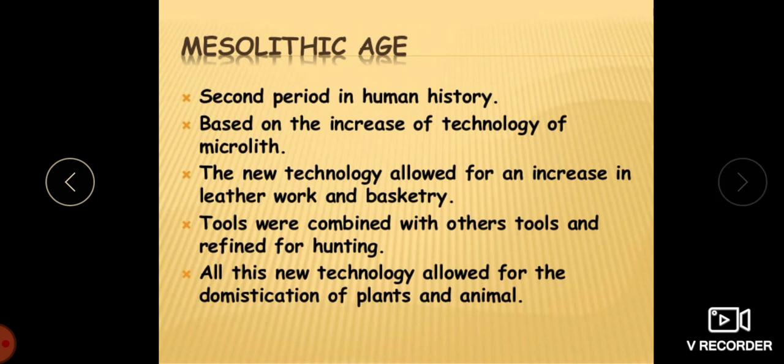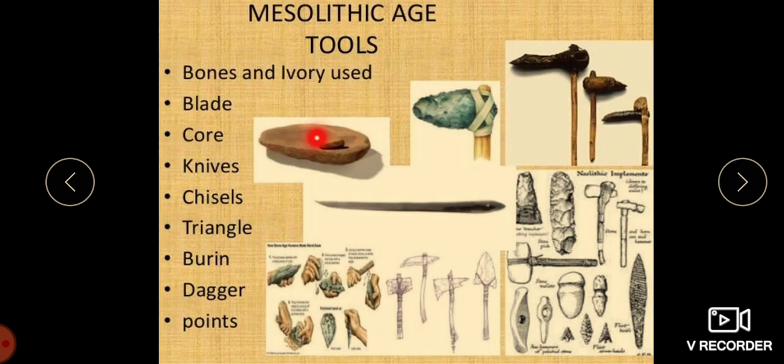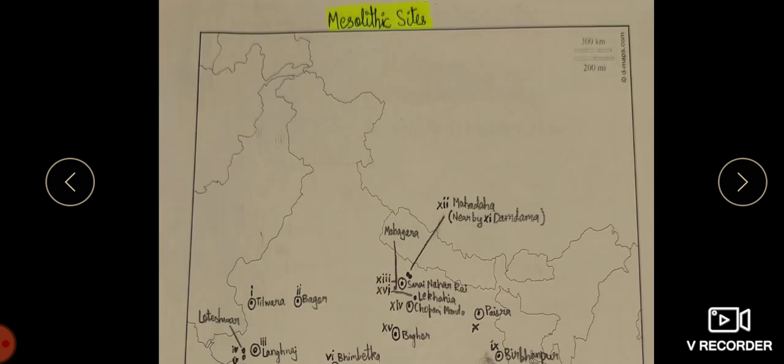These were the different types of Mesolithic age tools. Bones and ivory were used, along with blades, cores, knives, chisels, triangles, burins, daggers and points. All these were the different tools used during this period.